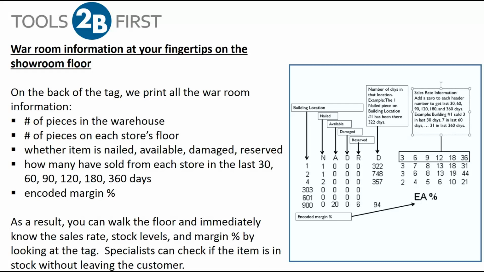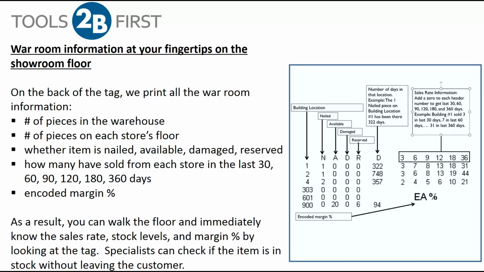So we look at the number of pieces in the warehouse. We look at the number of pieces on each floor. We look at whether the item is nailed, available, damaged, or reserved. We look at how many have sold from each store, if you have multiple stores, in the last 30, 60, 90 days, etc., all the way up to a full year.